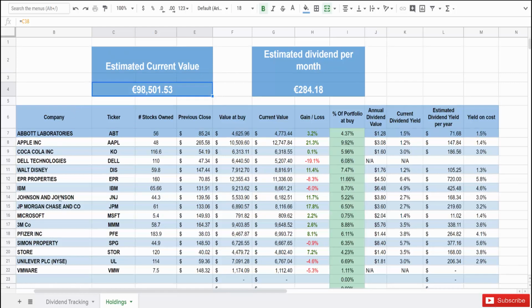But the important thing for me with the strategy that I have with this portfolio is that most of the companies, except for two companies, which is Dell Technologies and VMware, the rest of the companies all are dividend payers, okay? And the estimated dividend amount that I earn per month is 284 euro. So it has gone up and up and up since the beginning when I started to invest.